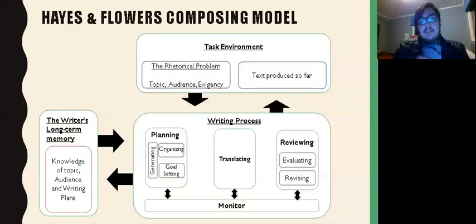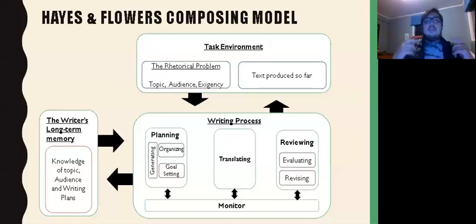The last step of this writing process is the reviewing. This is where the writer would evaluate, they would revise, they would try to edit every single step of the way. They would try to make their first draft look like a second draft, and their second draft look like it was all planned. It was all planned all along.